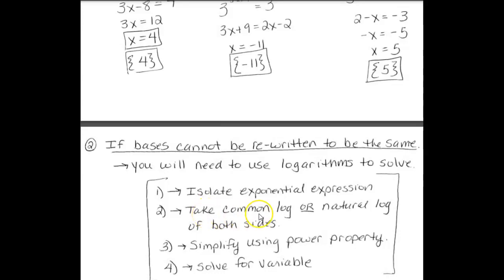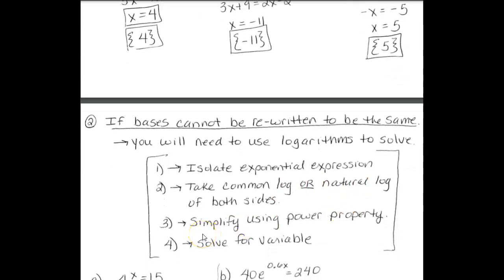Then we're going to apply either the common log, meaning log base 10, or the natural log to both sides. Usually you will use common log only if the base of the exponent is 10. Any other situation, we're going to use natural log.